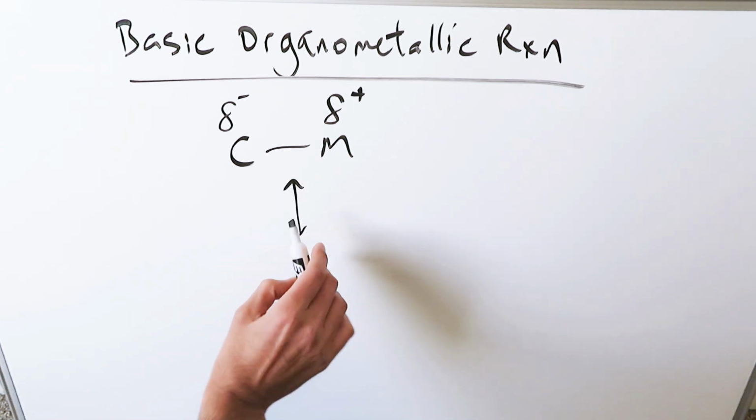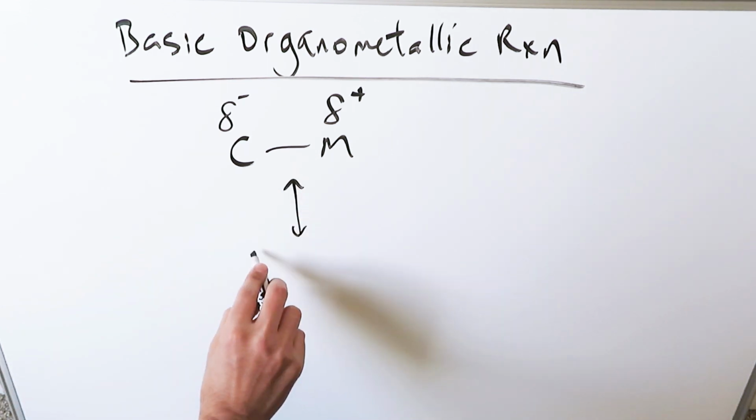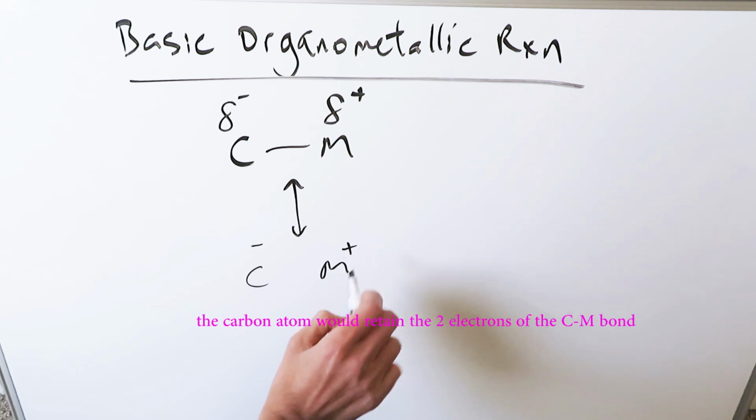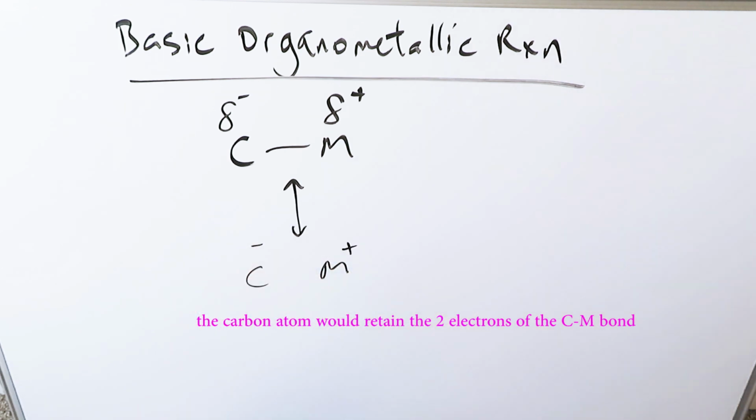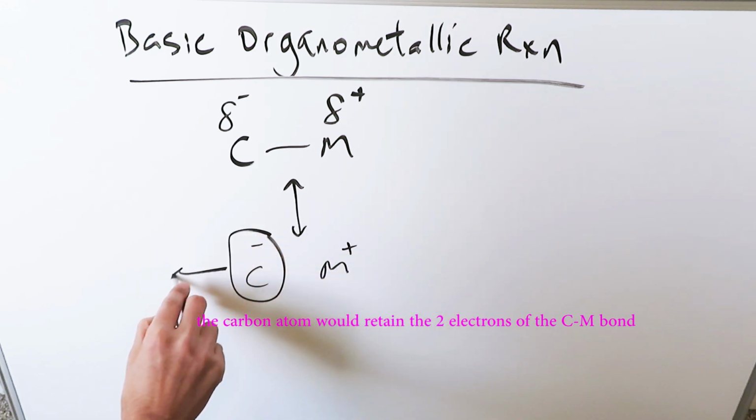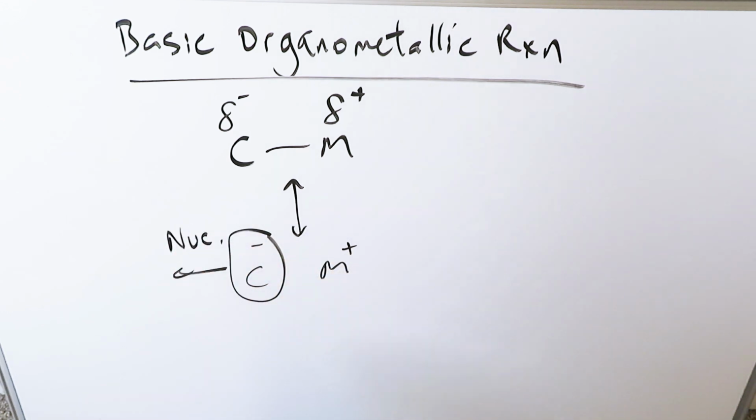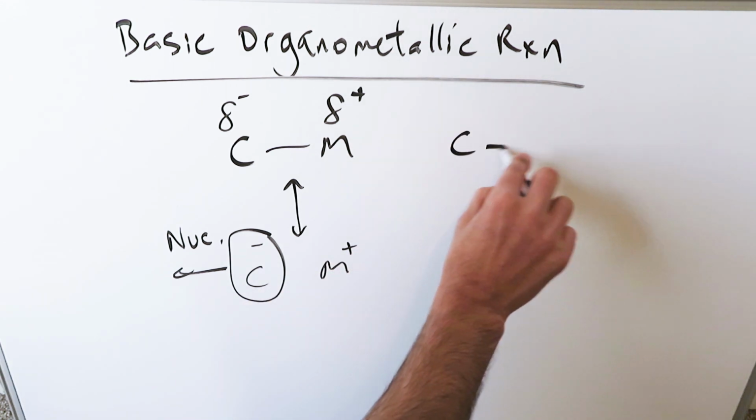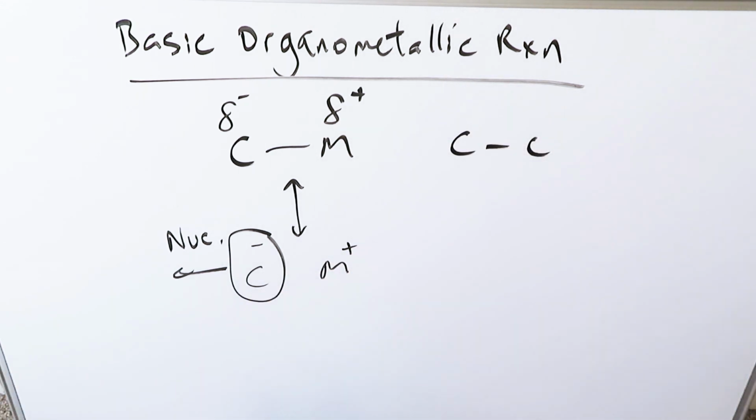You can view it, if you were to separate it, as C minus and M positive: metal positive, carbon minus. In terms of charge separation, this is what you have. Then the carbon can act as a nucleophile. The purpose of this type of reaction is to create carbon-carbon bonds. You're trying to create carbon-carbon bonds, propagating a small molecule and making it larger, and you can end up forming alcohols as well.